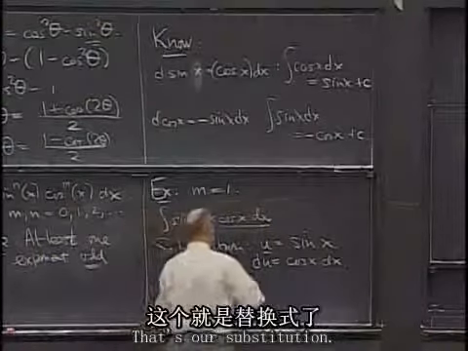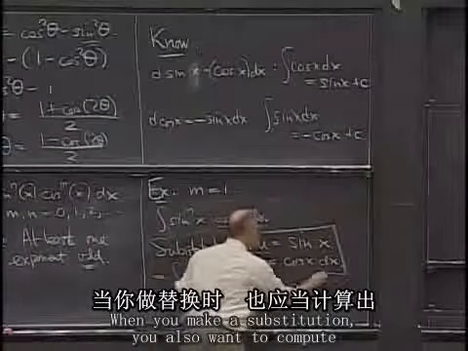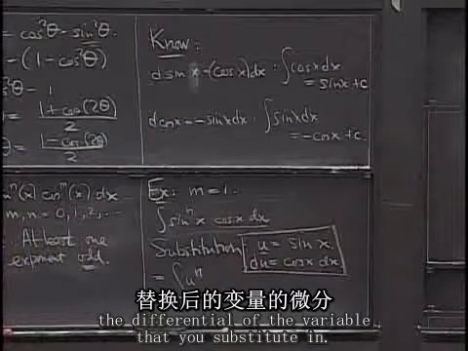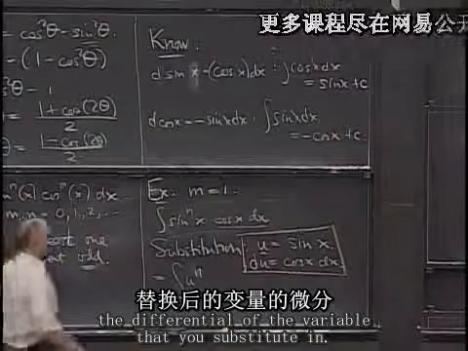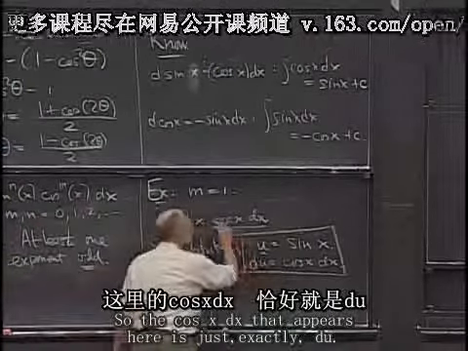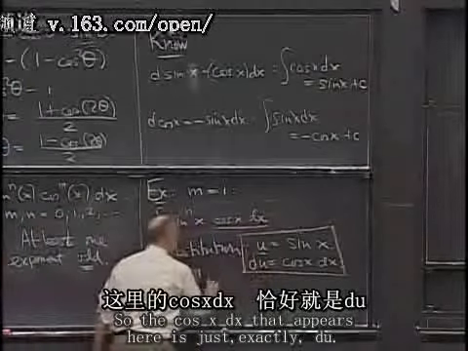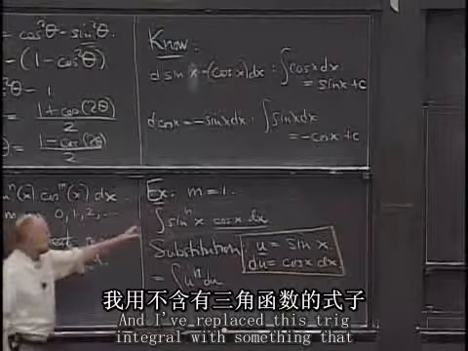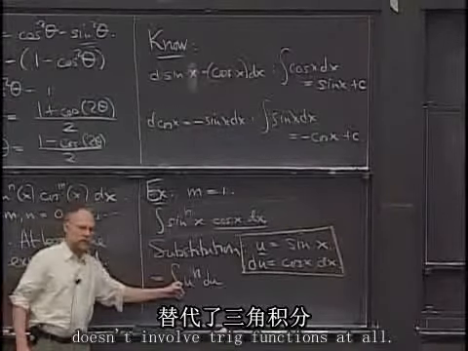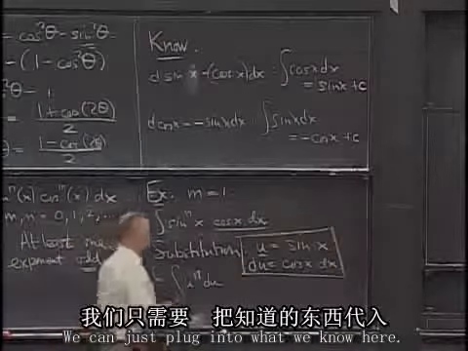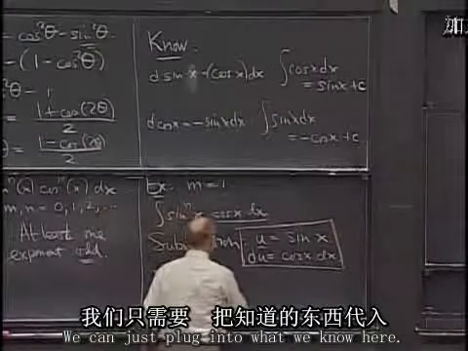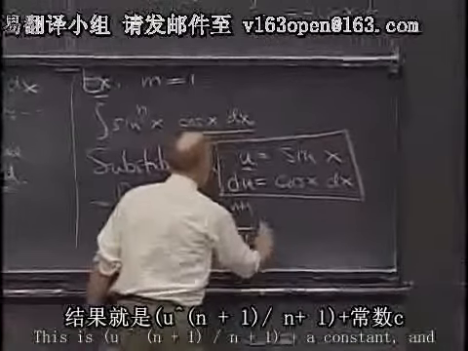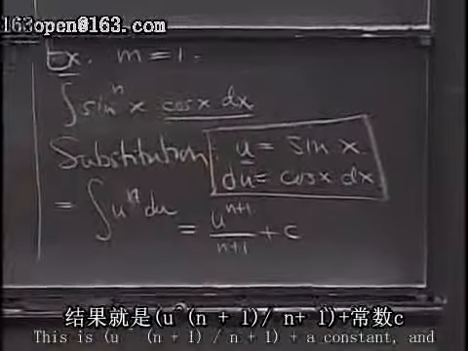That's our substitution. When you make a substitution, you also want to compute the differential of the variable that you substitute in. So the cosine of x dx that appears here is just exactly du, and I've replaced this trig integral with something that doesn't involve trig functions at all. This is a lot easier. We can just plug into what we know here. This is u to the n plus 1 over n plus 1 plus a constant, and I've done the integral.